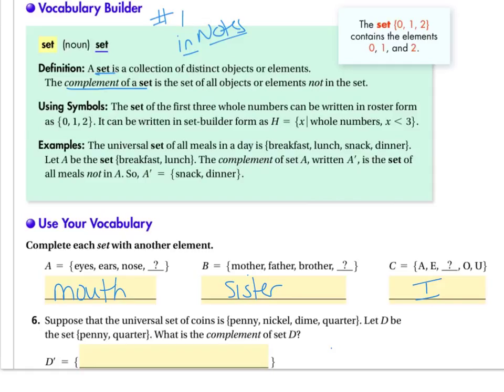And let's look at the last one. Suppose the universal set of coins is a penny, nickel, dime, and quarter. Let D be the set penny and quarter. What is the complement of set D? Well, remember, the complement is what's not in the set. Penny is in the set and quarter is in the set, so your complement is nickel and dime.